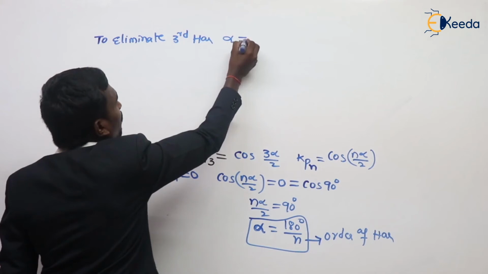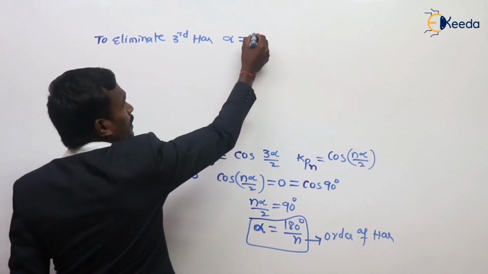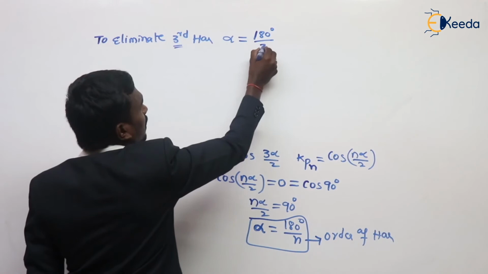To eliminate third order harmonics, alpha is equal to how much? Can you tell me? Alpha is equal to 180 by n, where n is the order of harmonics. So, alpha is equal to 60 degrees.